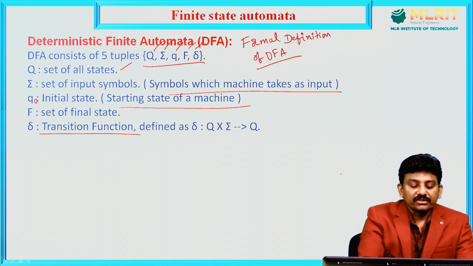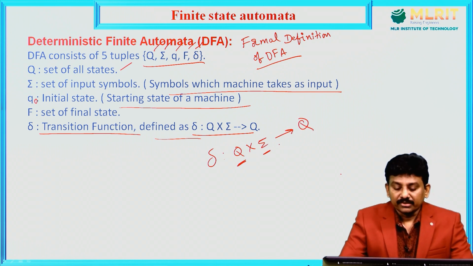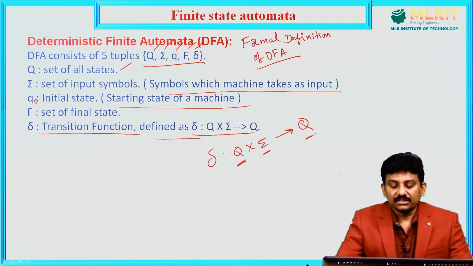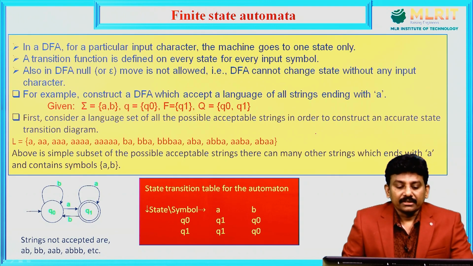Delta is a transition function defined as Q cross Sigma to Q. That means Q is a state, Sigma is giving the input symbol. For a particular input from a state we can define the next state, that is, the transition from one state to another state. In a DFA, for a particular input character the machine goes to only one state, that is, the next state is uniquely identified.